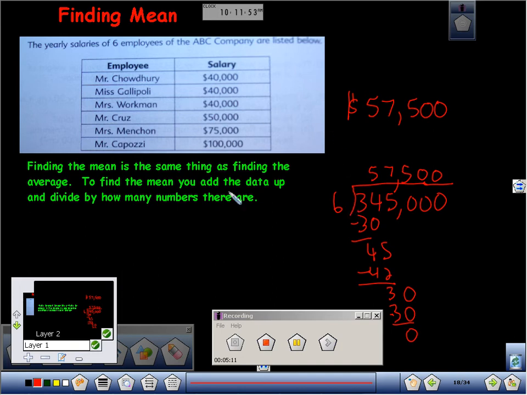Okay, so let's just review this one a little bit. That's the mean. To find the mean, you find the average. You add up all the numbers and you divide by how many numbers there are.